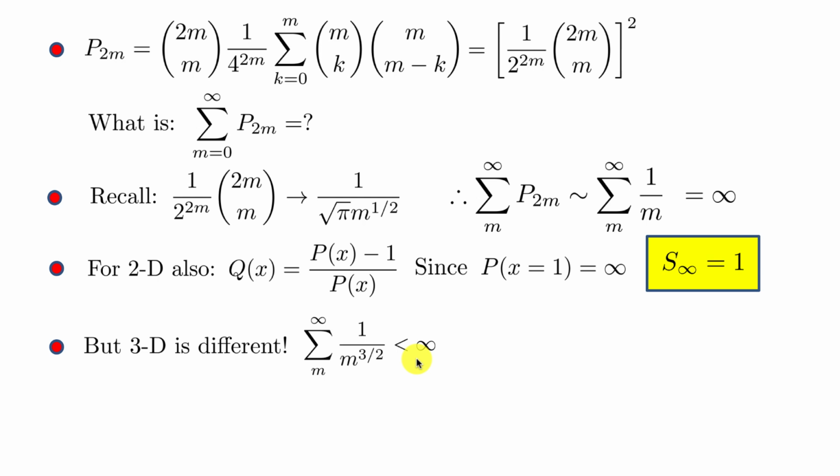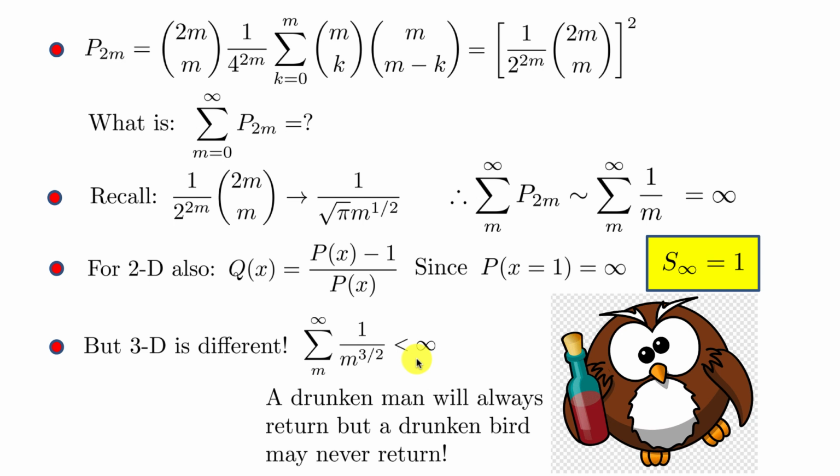Well, the moral of that is, a drunken man will always return, but a drunken bird in three dimensions, he can fly, may never return.